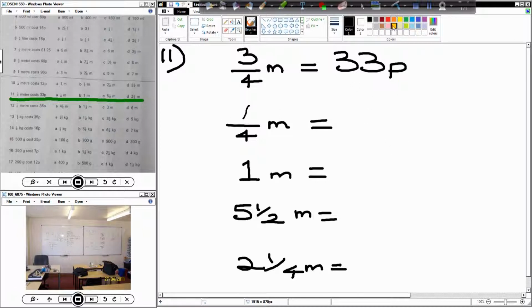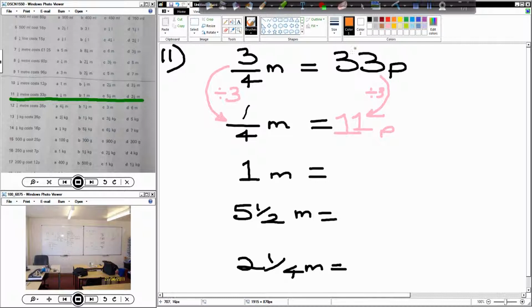Right. Okay. Now, Mr. Ali, how do we get from 3/4 to 1/4? We divide by 3. Because 3/4, we want to get down to 1/4, we divide it by 3. So we divide this side by 3 as well. So 33 divided by 3 will give us an answer of 11p.